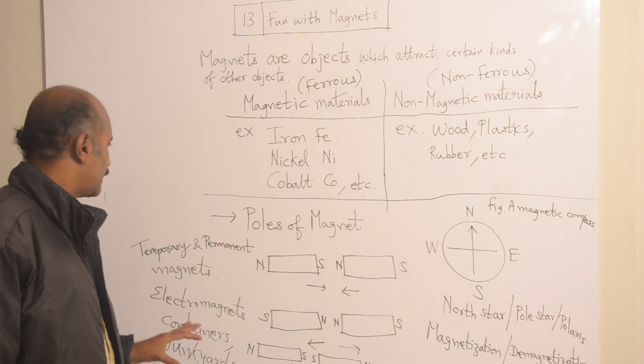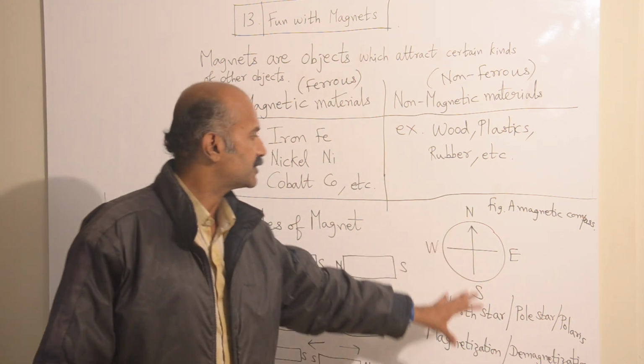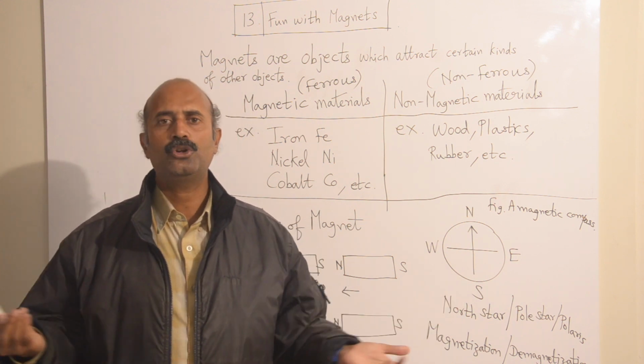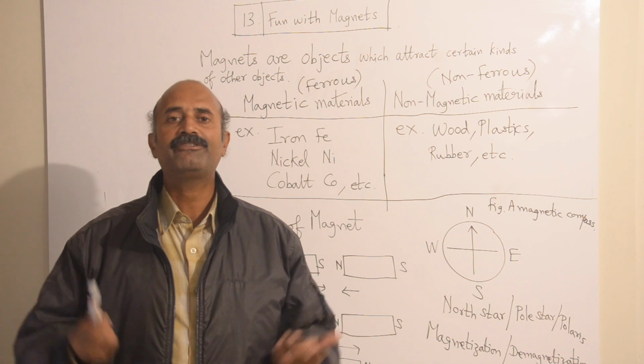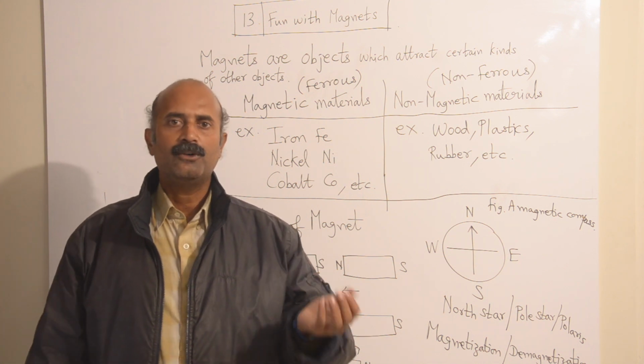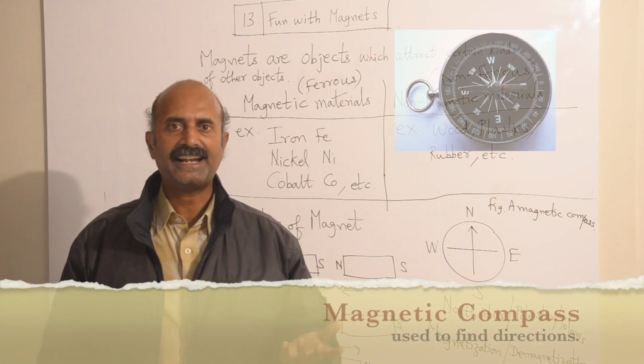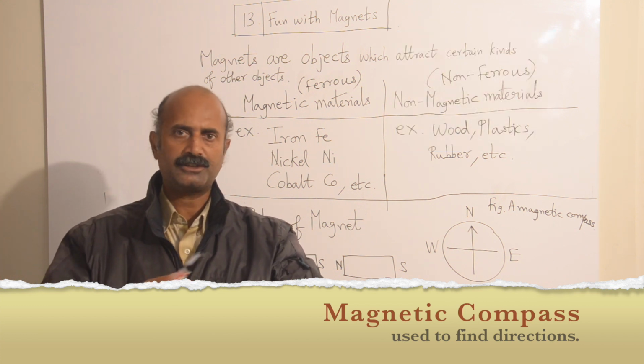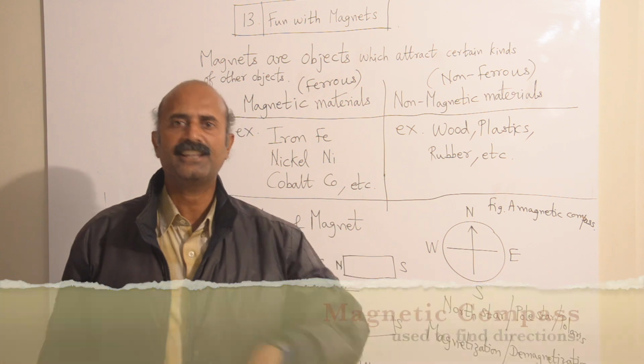After that, we come to something known as a magnetic compass. Suppose you want to go deep in the woods, in the forest, and you don't know which direction you want to go. How will you find the right direction? That's why we have a wonderful device known as a magnetic compass. It's also available in wristwatches. If you can get a wristwatch with a magnetic compass attached, that's also wonderful for finding the direction.